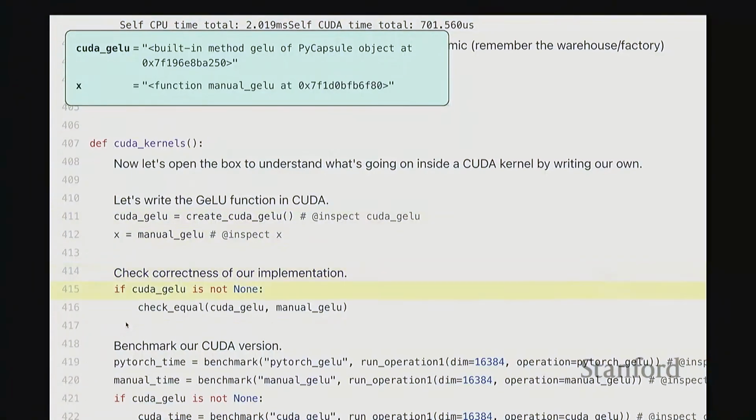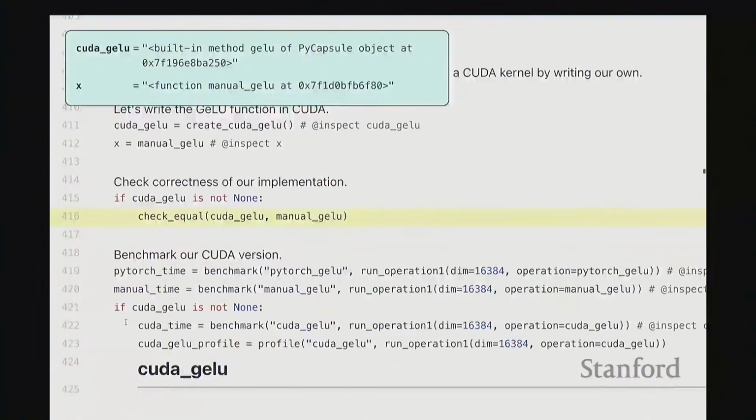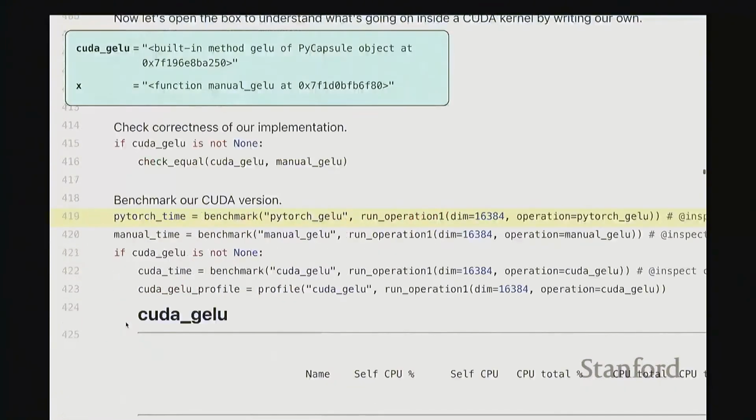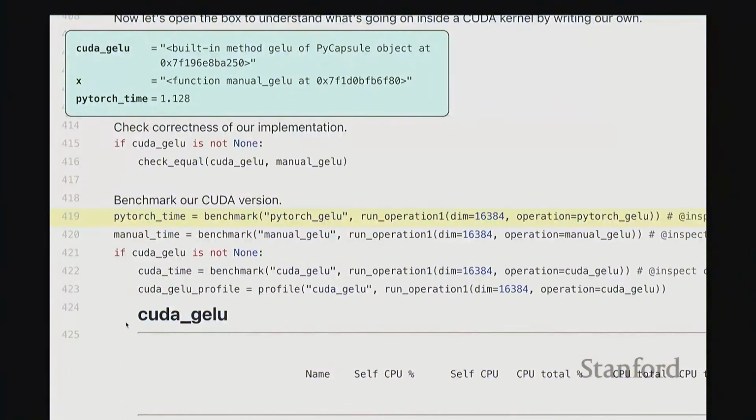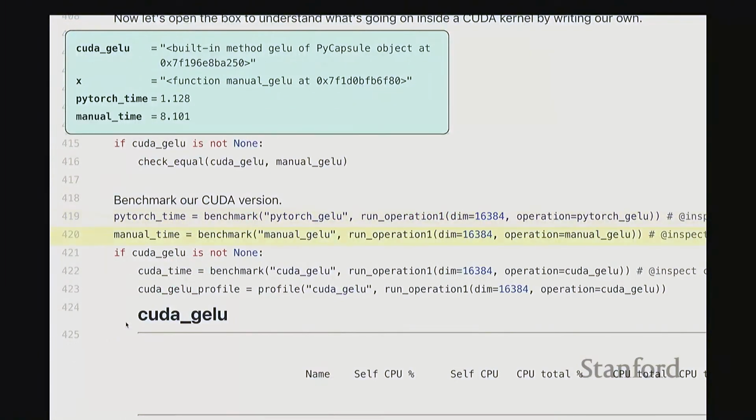I can check that the manual GELU and the CUDA GELU are the same. And now let's benchmark the two. So I have the time that it takes to run PyTorch. And just like last time, it's about 1.1 milliseconds. And manual time, remember, is 8.1 milliseconds.